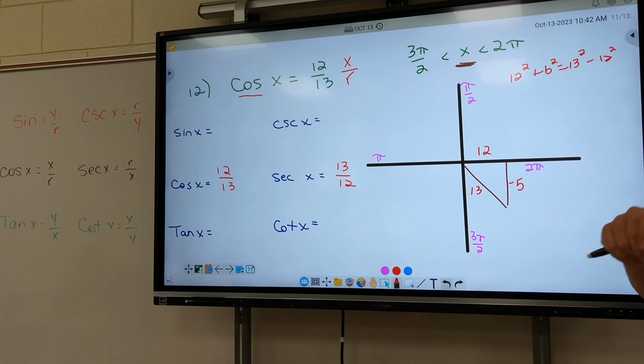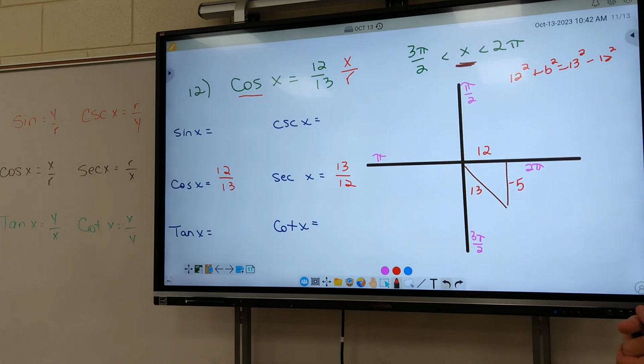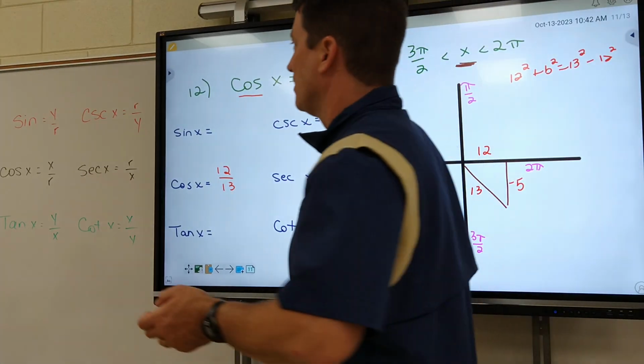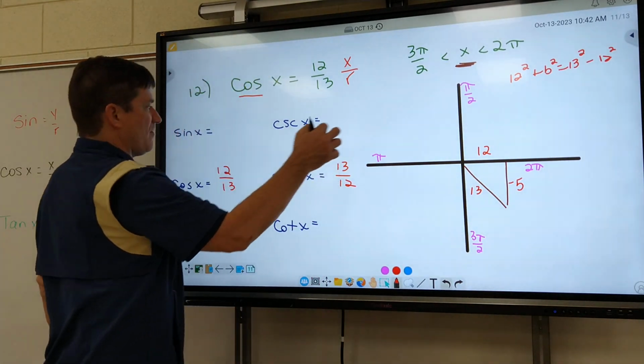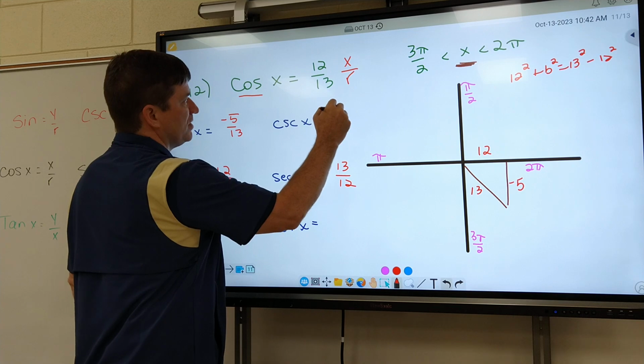And the only way you're going to know that is by looking at your triangle. And that gets a lot of kids every year on the test. And they miss the other 4 answers because they forgot to put their negative. Now, from here, it's not bad. Use your formulas. Y on top, R on bottom. So that's negative 5 over 13 here. Flip it, that's negative 13 over 5.